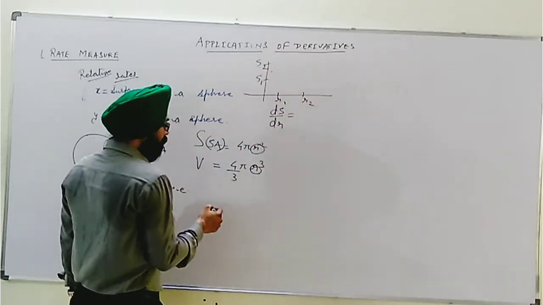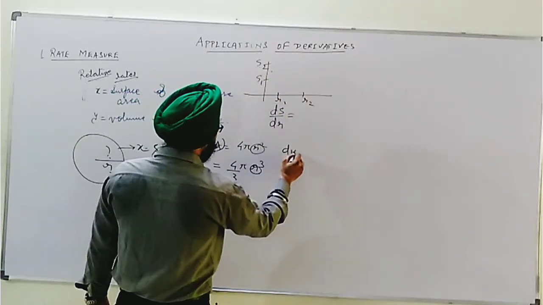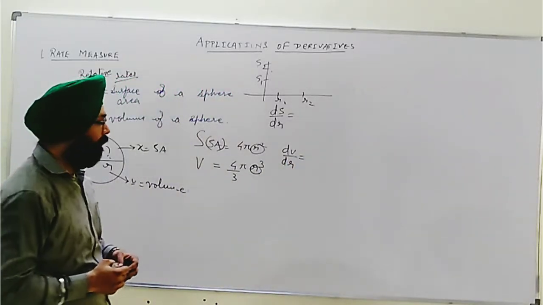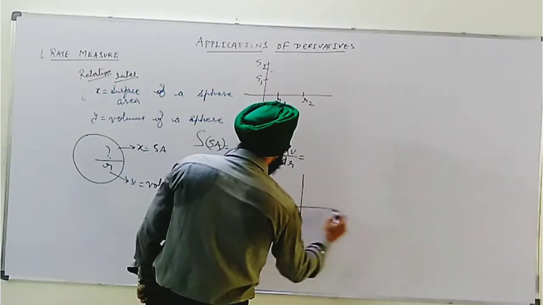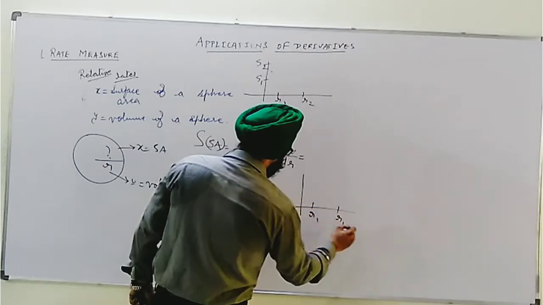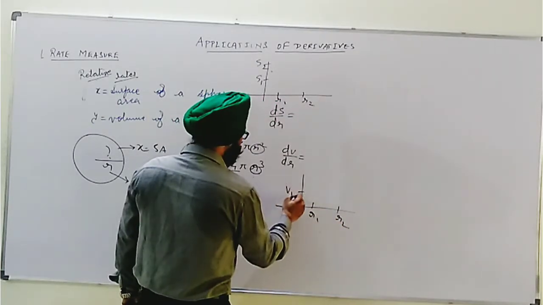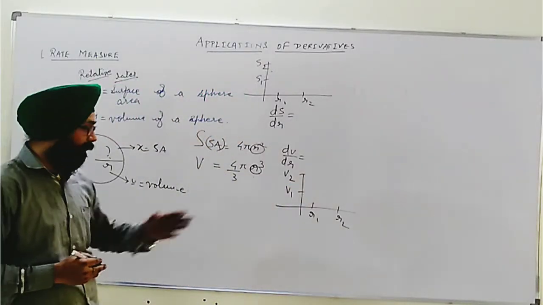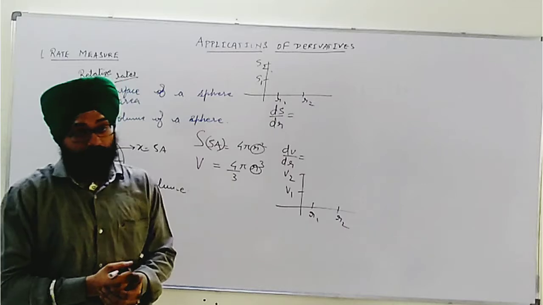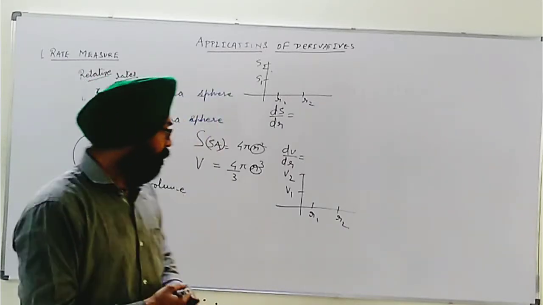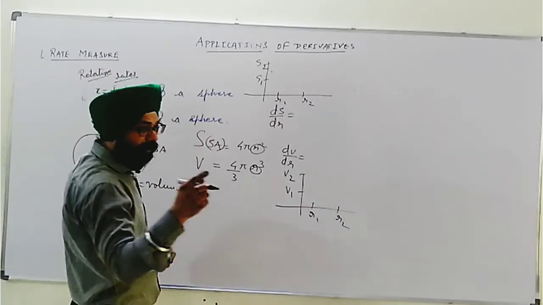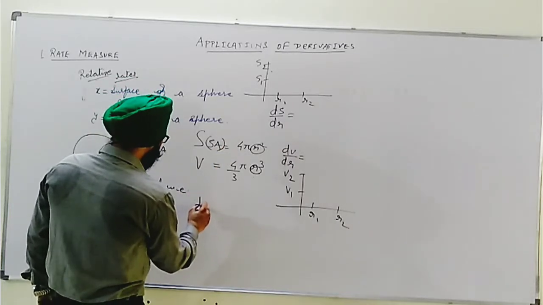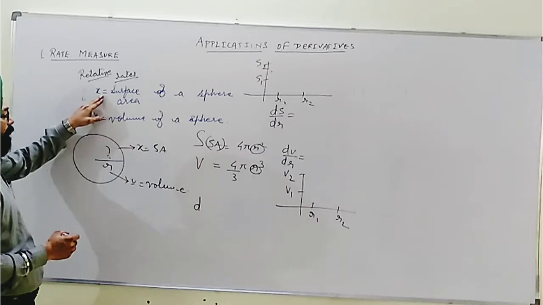Okay, here also we can find dV by dr, that is change in volume with respect to radius. For this purpose, graphical presentation will be r1 and r2 taken along the x-axis, then alongside v1 and v2 will be taken on the y-axis, as again we know that when the radius of the sphere is increased, volume surely will be increased.